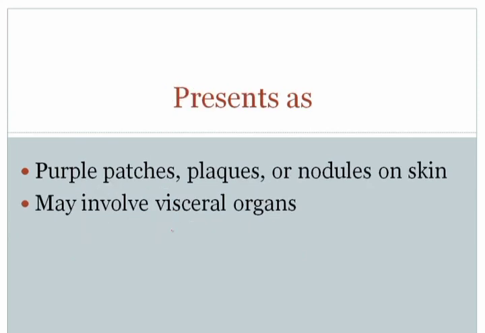When you have Kaposi Sarcoma, it presents as purple patches or plaques or nodules on the skin. And the reason it looks purple is because you've got this proliferation of endothelial cells. However, these are endothelial cells. They are not complete blood vessels. And so if you were to press on this tumor, it would not blanch because the blood is not in an actual vascular channel. The blood is simply just interspersed in between these endothelial cells. So that's an important thing to note. In Kaposi Sarcoma, it usually involves the skin, but it can also involve visceral organs.